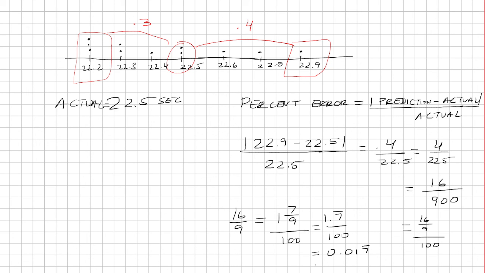0.017 repeating, which if you put this as a percent, you move the decimal twice. So this would be 1.77 whatever percent. So the sevens are repeating, which we say that this is 1.8% rounded to the nearest tenth.